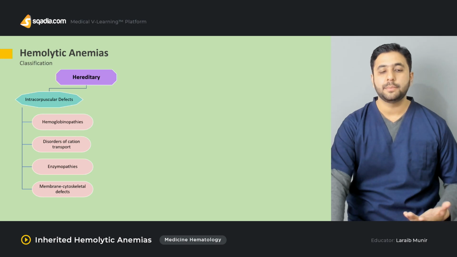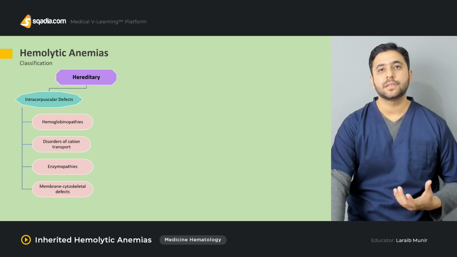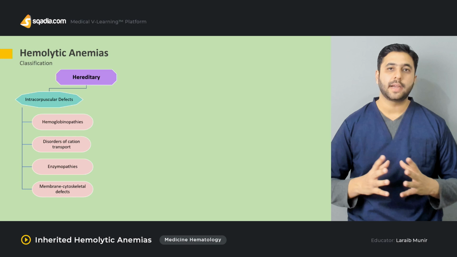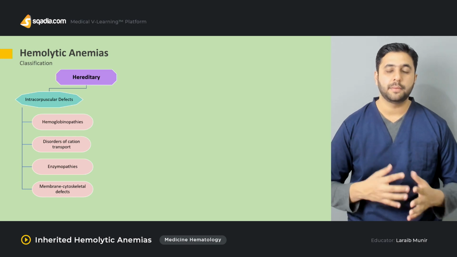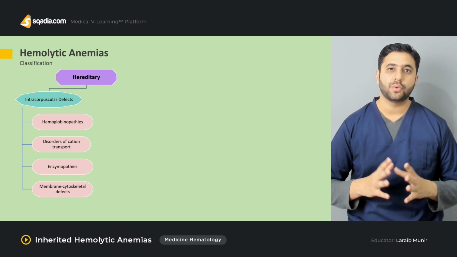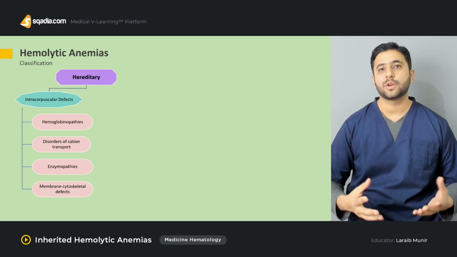Or there can be certain membrane or cytoskeletal defects. This is related to the integrity and the structure of the RBC. If there is any problem in the membrane or the cytoskeleton, the RBCs will be prone to destruction, and they will not be able to acquire their proper shape when passing through the splenic macrophages or the macrophages within the liver.